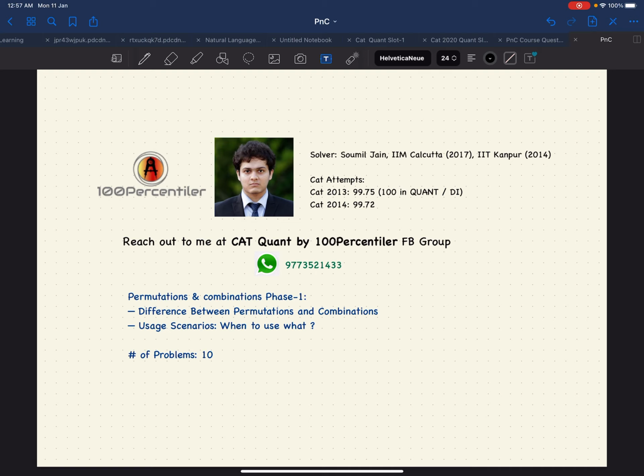So this will be regarding permutations and combinations. We'll be looking at the very basic things, like what is the difference between permutations and combinations, and in what situations do we use each one of them. After this lecture, you should be clear about when to use what. Let's jump into it now. We'll be looking at 10 problems after the few initial concepts to make our understanding clearer.